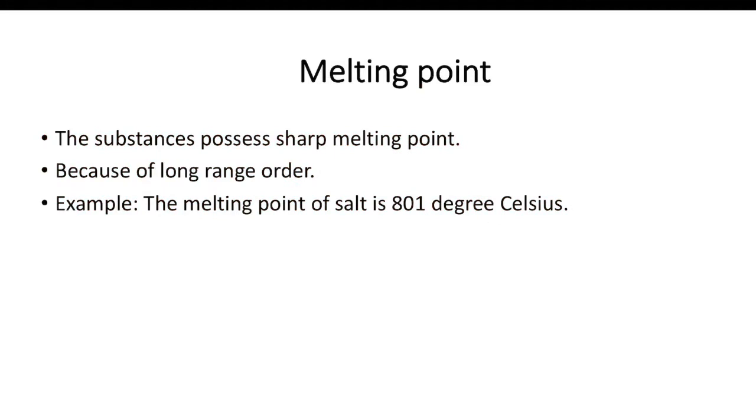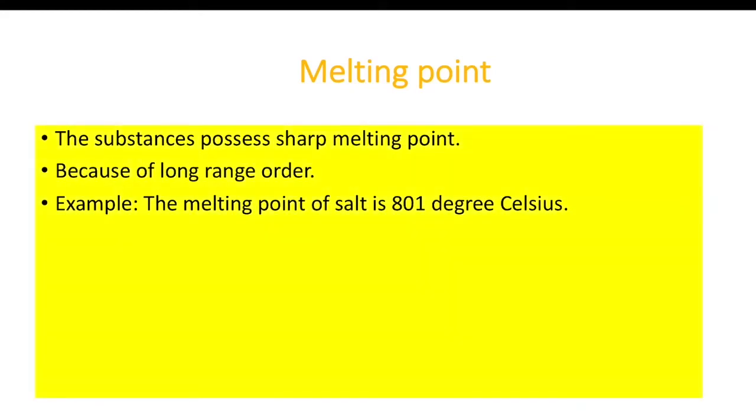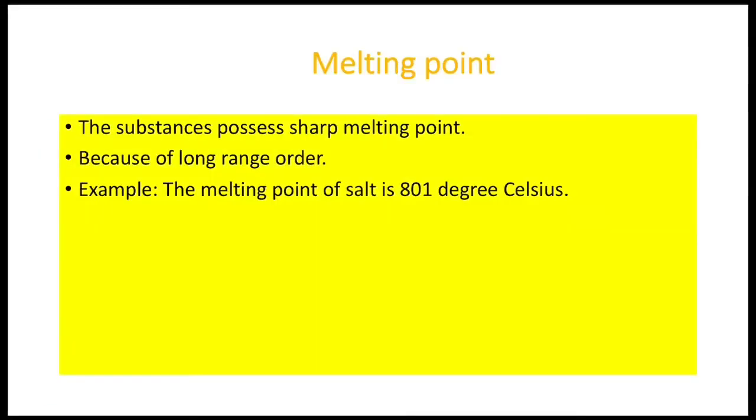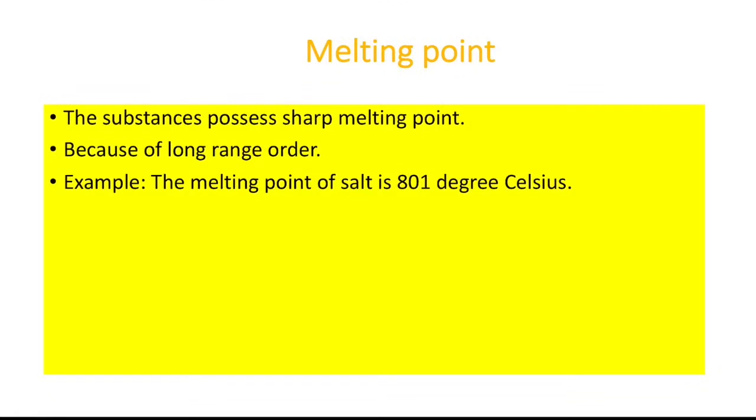Because it has long range order, it exhibits a specific melting point. That is, they possess a sharp melting point because of this long range order. The melting point of salt is 801 degrees Celsius. This chapter specifically explains crystalline substances. In simple terms, we can call them crystals.